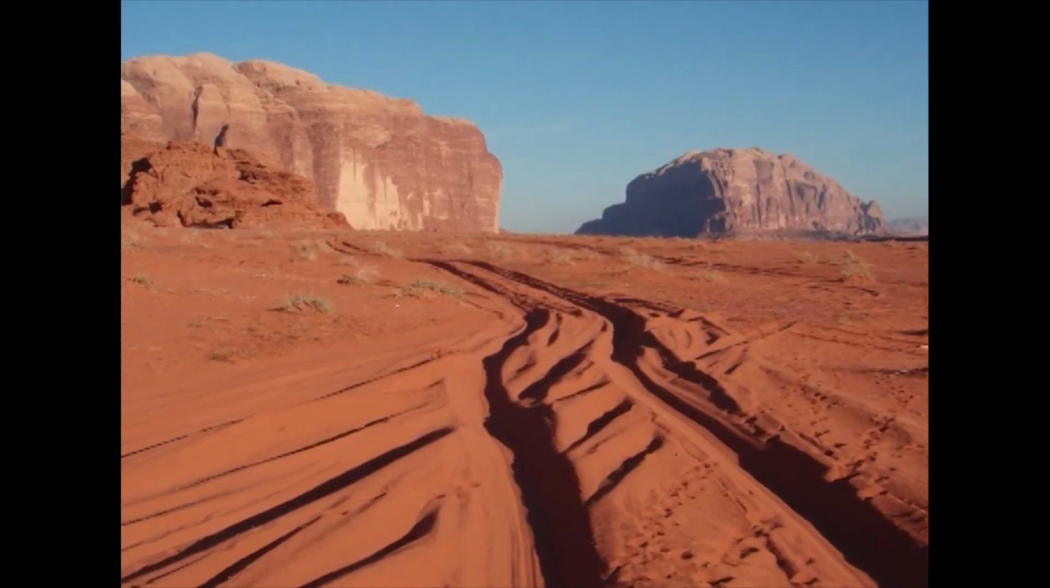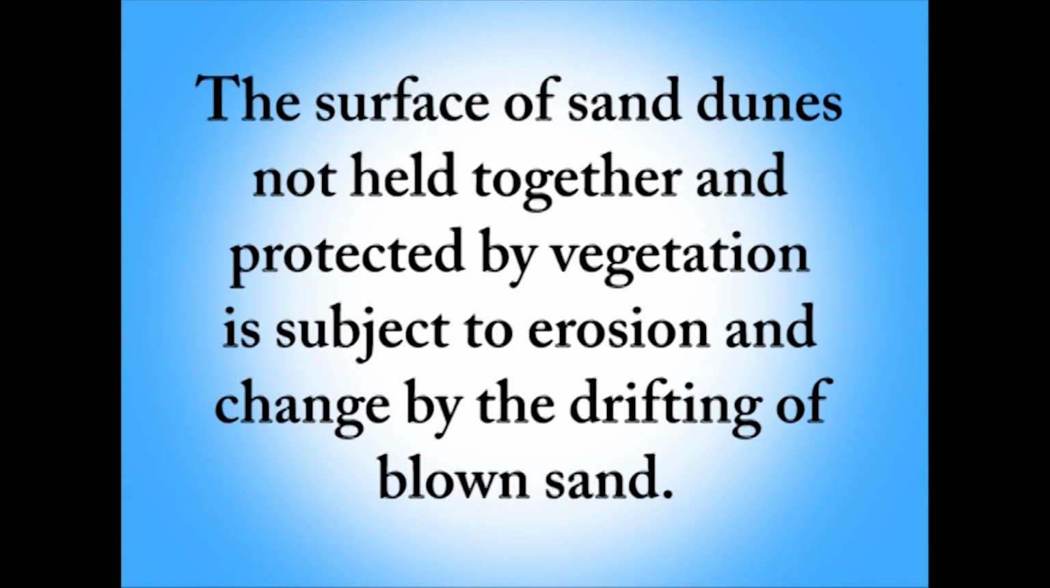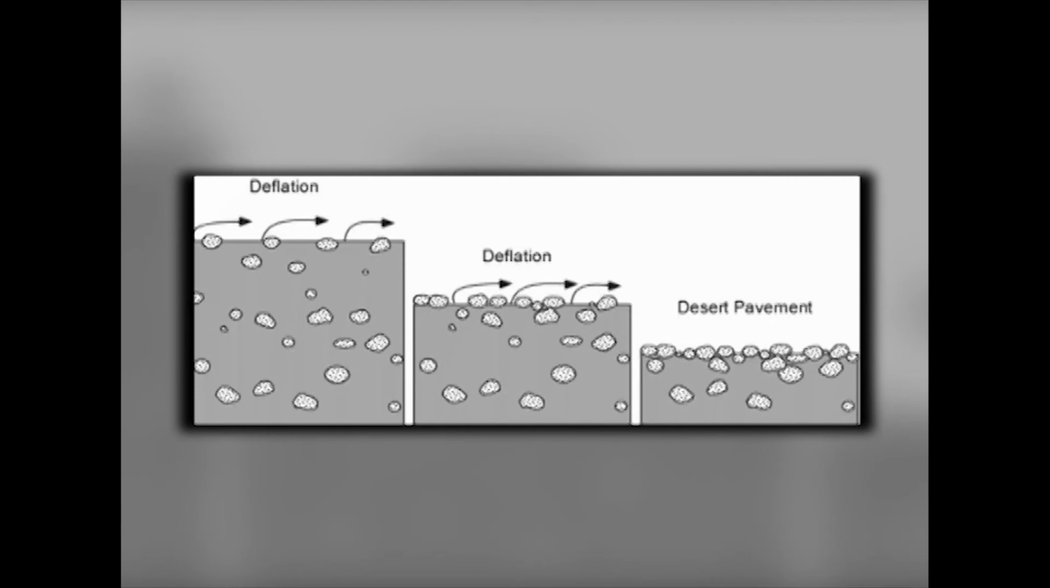by driving sand, and the surface of sand dunes, not held together and protected by vegetation, is subject to erosion and change by the drifting of blown sand. This action erodes material by deflation, the removal of small loose particles, and by sandblasting of landforms by wind-transported material. Continued deflation of loose particles from landforms leaves behind large particles more resistant to deflation.